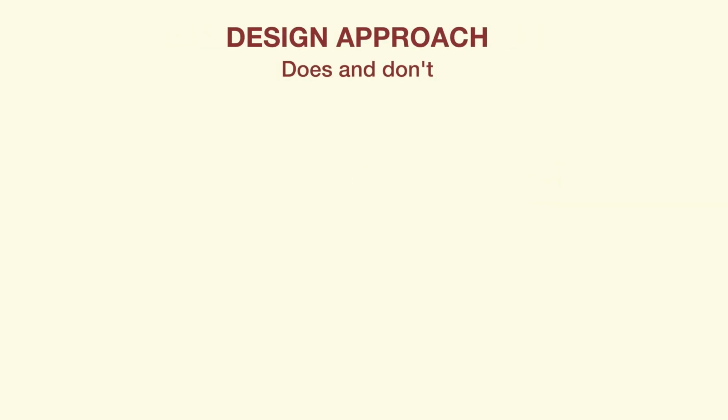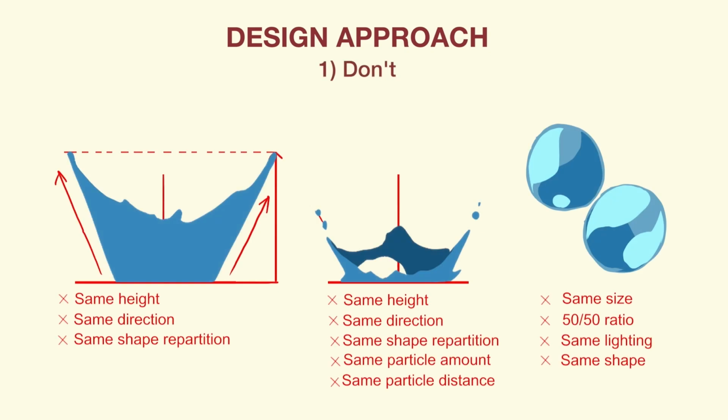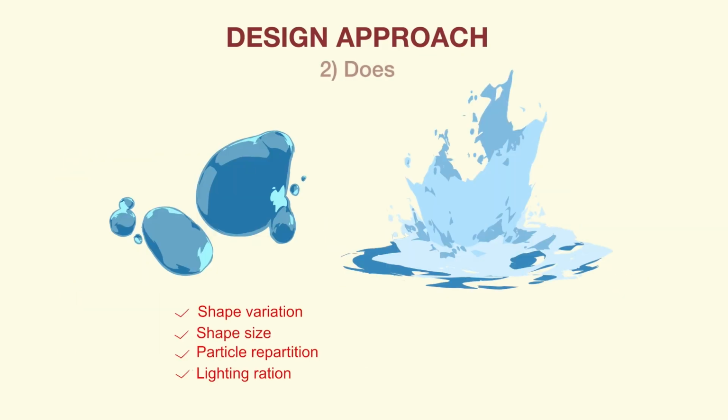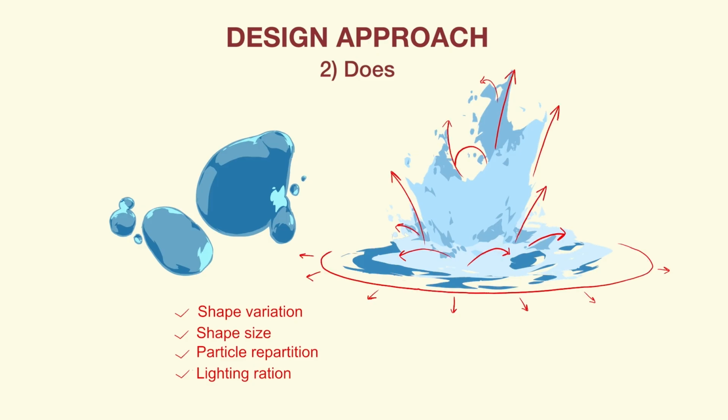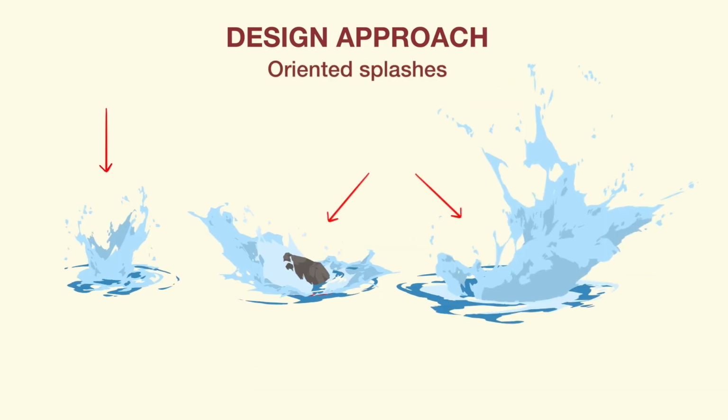Design-wise, for the splash, we need to avoid, or at least try to avoid at all costs, symmetry. That means that while talking about shapes, we're going to look after not having the same height, nor the same intensity in the splash, like in the example. Of course, you'll be able to play with shapes and asymmetry even more if the splash is oriented, meaning that the element falling inside the water has a certain angle of fall.